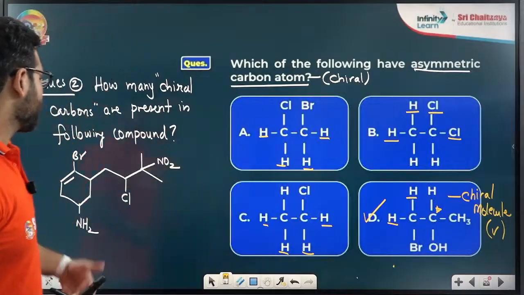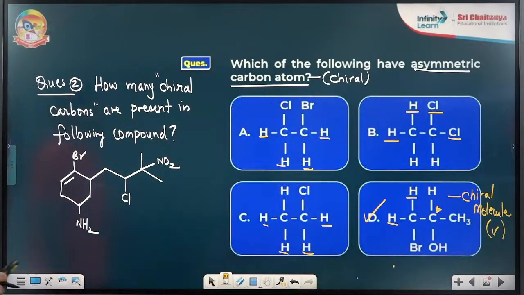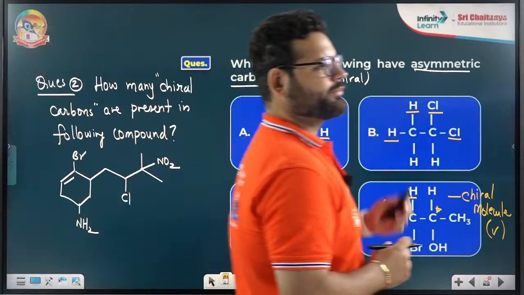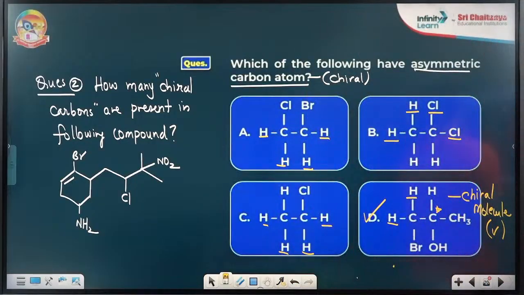Others are achiral molecules. Can you look at this molecule and tell me how many chiral carbons are there, Niharika and Chandana? How many chiral carbons in this molecule?